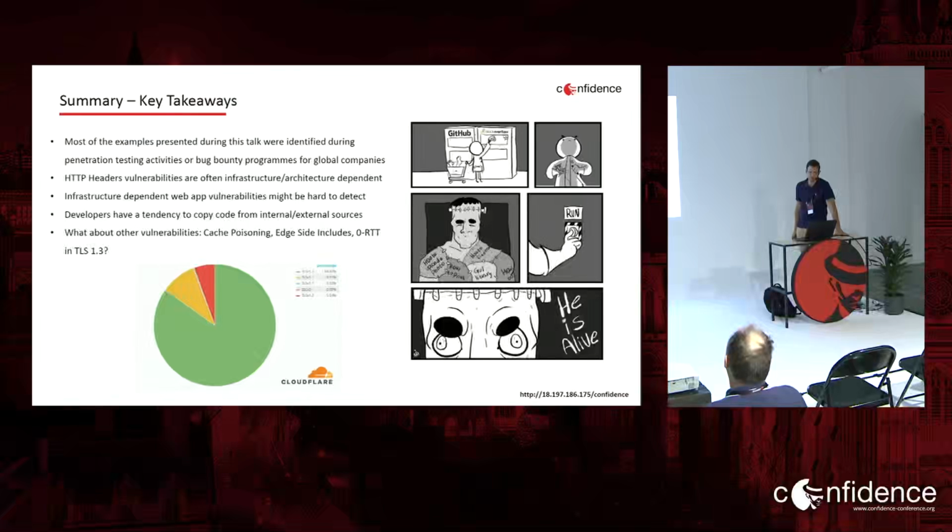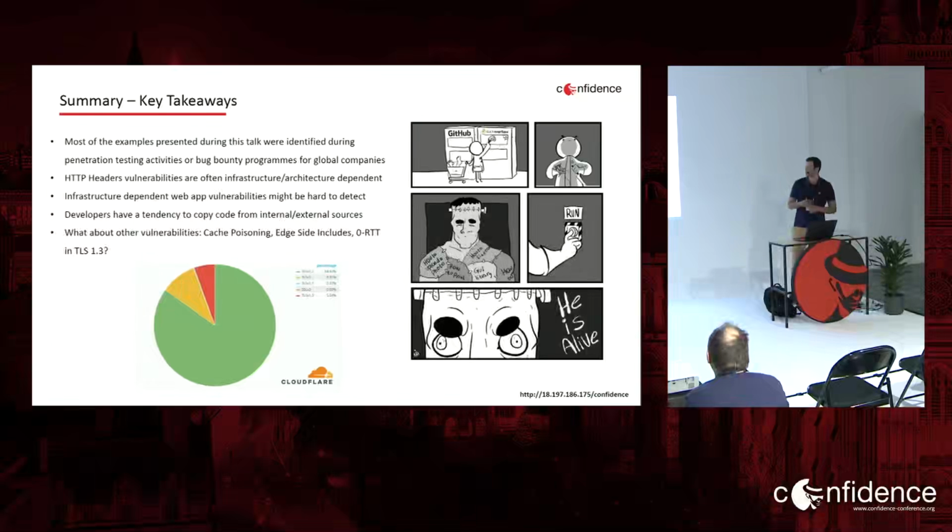Okay, so summary and key takeaways from the presentation. As I already mentioned, most of these examples were identified in live systems which were exposed to the internet. So basically, you could easily exploit those vulnerabilities to get control over some server, to spoof some emails, or to modify the results of some online voting, right? As I mentioned a couple of times, it's really important to remember that these vulnerabilities are strongly dependent on the infrastructure and architecture used. So it's not very easy to detect them.